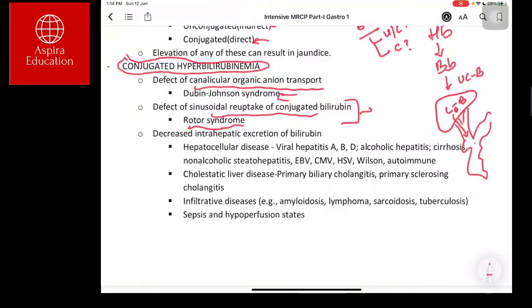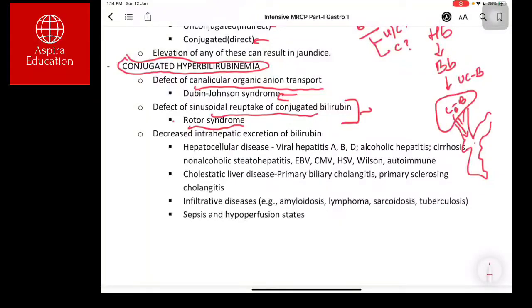So wherever there is a blockage, the smell will be there in the house. So this smell is jaundice in the case of bilirubin. Sir, can you repeat this Rotor syndrome and Dubin-Johnson syndrome problem?